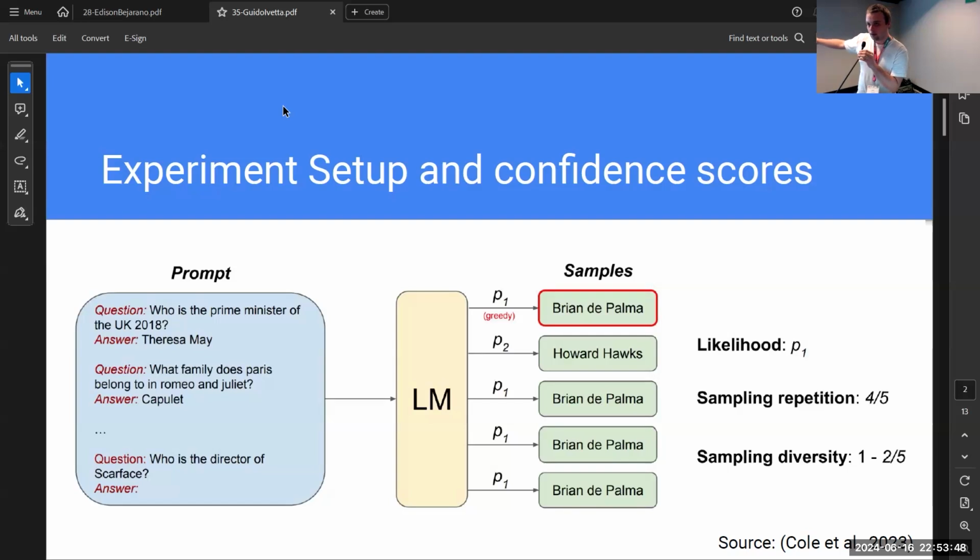The usual way that confidence scores are calculated in the literature is just multiplying the softmax logits, and you get the likelihood score. So this paper implemented newer ways to implement confidence scores. That's called sampling repetition, sampling diversity, where you prompt the model several times, and if the model, for example, answers the same several times, it might mean that it's more confident about its answer. So here, sampling repetition is 4 out of 5 because it answers Brian De Palma 4 of the 5 times.